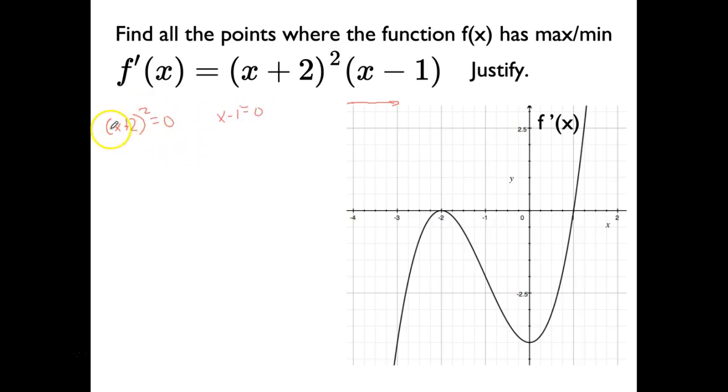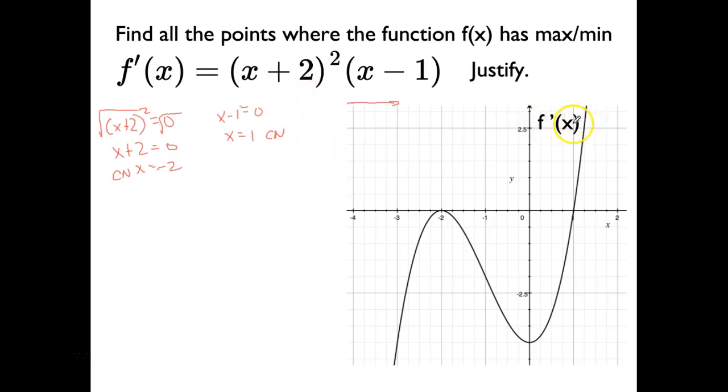Okay, this one you could square root to get rid of that squared. So x plus 2 equals 0 because the square root of 0 is 0. So x equals -2 is a critical number. That's where the derivative is equal to 0. And x equals 1 is a critical number because that's where the derivative is equal to 0.